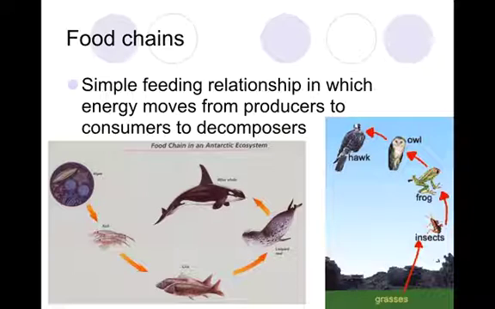Please remember that the arrows go into the mouth of the organism that's going to eat it. So that means, if I'm looking over this picture here, the frog is jumping into the mouth of the owl, which means the owl eats the frog, not the frog eats the owl.